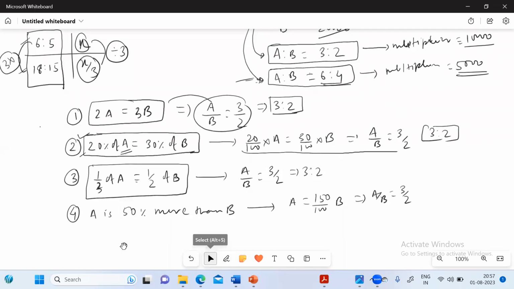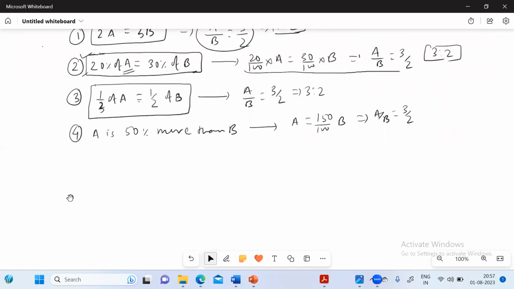Somebody can also say it in this way, that B is 66 2 by 3% of A. So if you are pro with percentages, you can easily calculate it again: A is to B is equal to 3 is to 2. And one can also say it in this way: A is to B is equal to half is to one third.